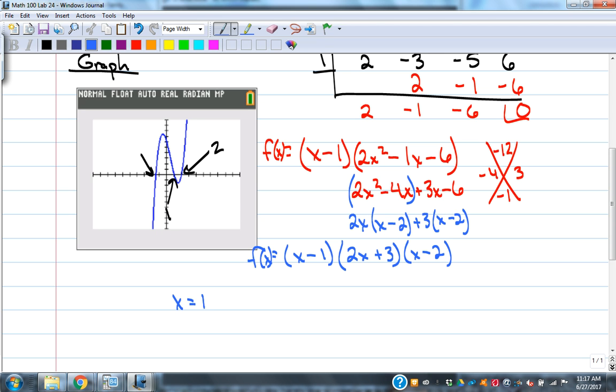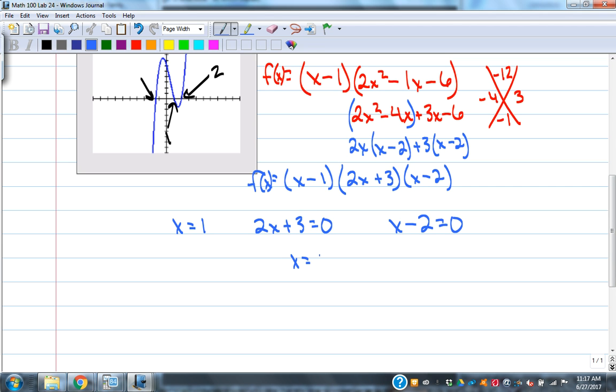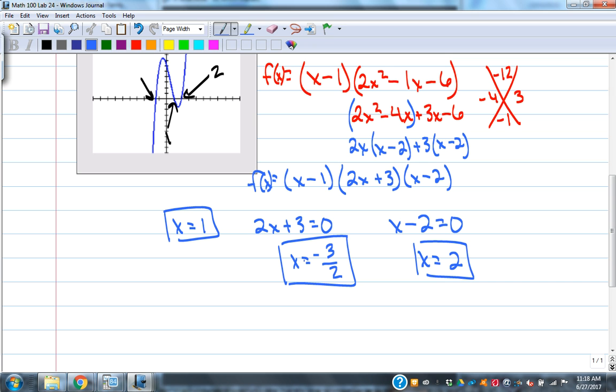So I already know that x equals 1 is a 0. But if I take 2x plus 3 and set it equal to 0, and x minus 2 equal to 0, I get x is equal to negative 3 over 2. That's between negative 1 and negative 2, what we saw here on our graph, right there. And then this is x equals 2. So we get the zeros of x equals 1, x equals 2, x equals negative 3 over 2. The factored form is here. And these are our zeros of that polynomial.